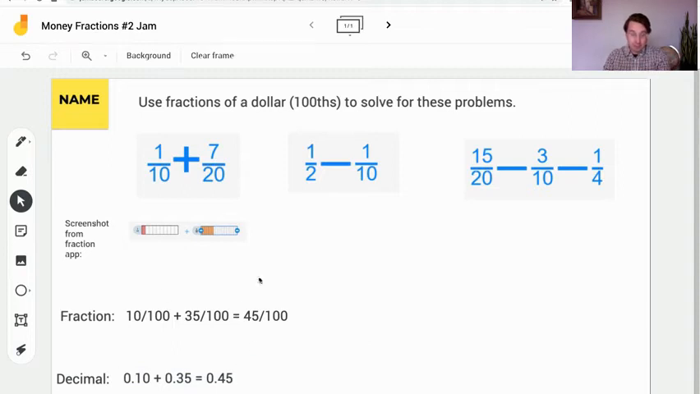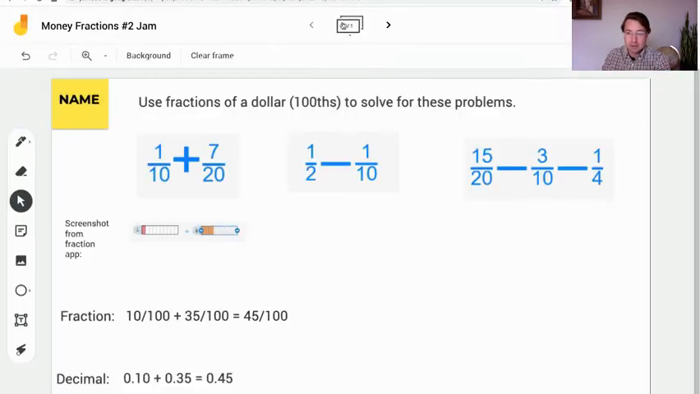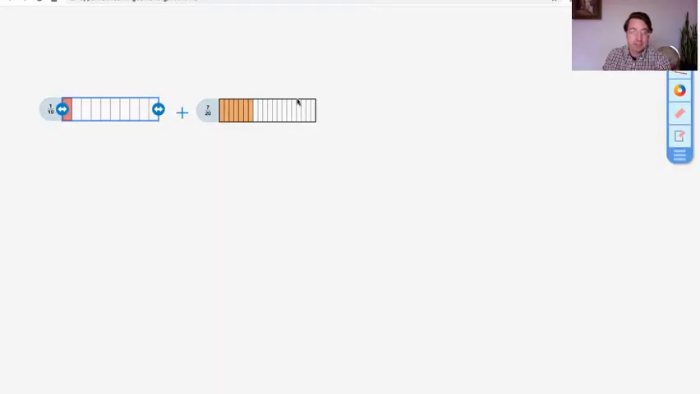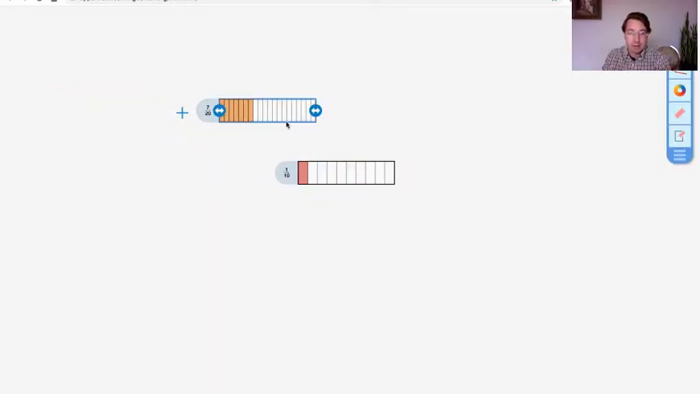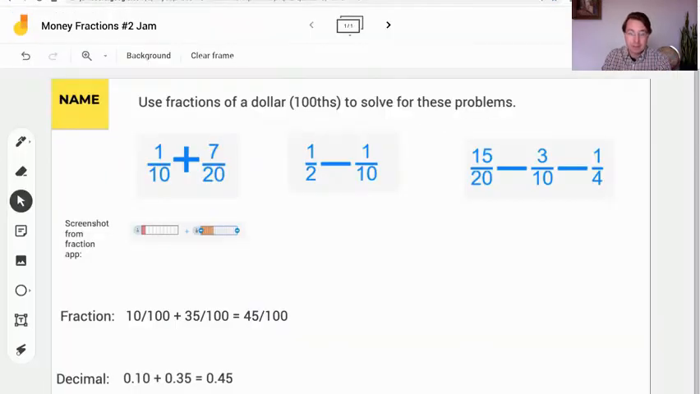Great. That's our first one done. Let's take a look at the second one. This one's a little bit easier. 1/2 minus 1/10. Let's head over to our fraction app and let's rewrite this. So what did I say here? Minus 1/10, great. So I can save this one, just pop it over here. I'll delete this one. Put that there. Let's take a look. 1/2.